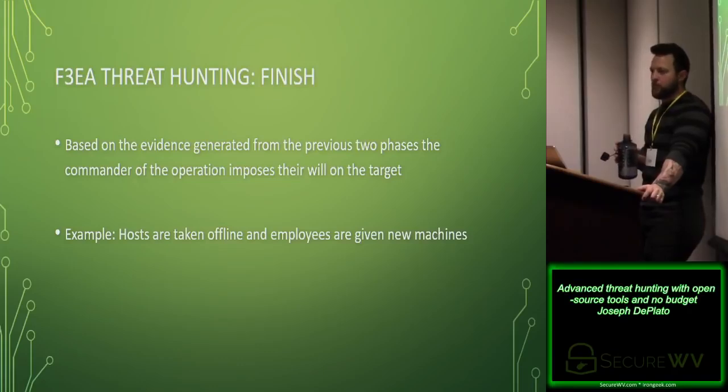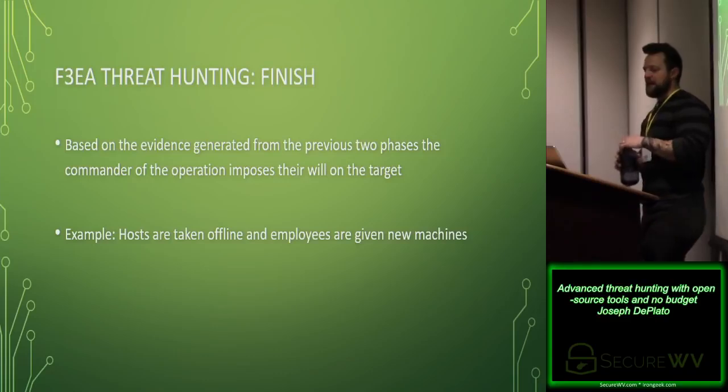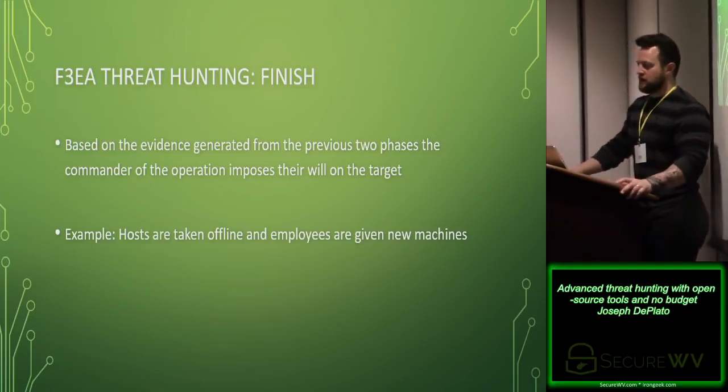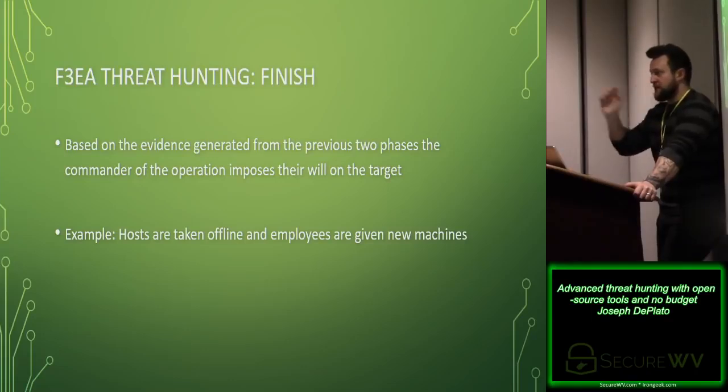So based on, next cycle is finish, based on the evidence generated from the previous two phases, the commander of the operation imposes their will on the target. And I love that, imposes their will. So in this case, hosts are taken offline, or employees are given new machines. You have to have some type of architecture in place to be able to do this. Most of the OSINT tools that we covered to date would not give you that capability.